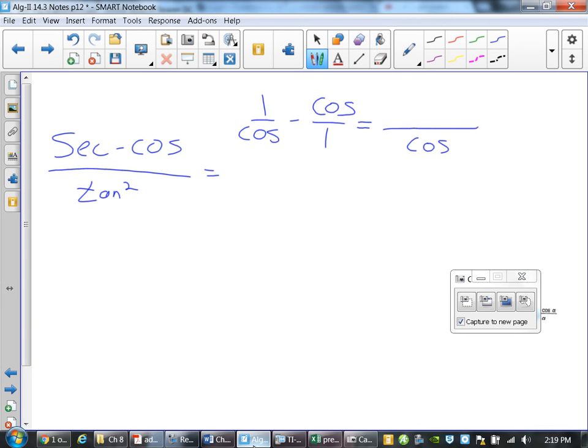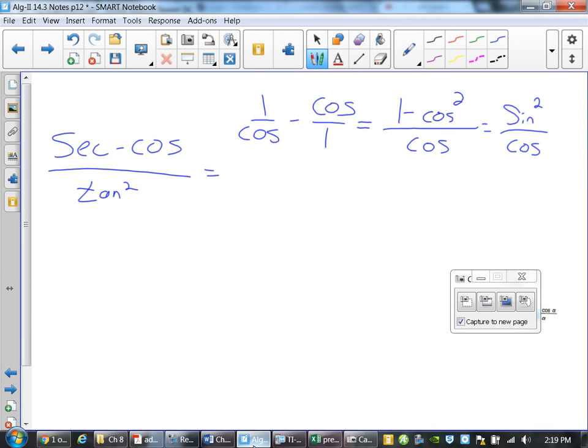The fraction on the left needs nothing. The fraction on the right needs the cosine. So this becomes 1 minus cosine squared. What's 1 minus cosine squared? Sine squared. Okay? Now, tangent squared in terms of sine.